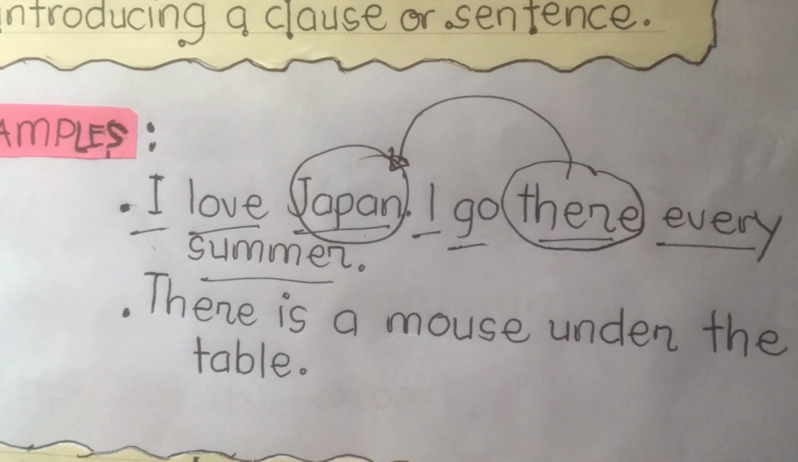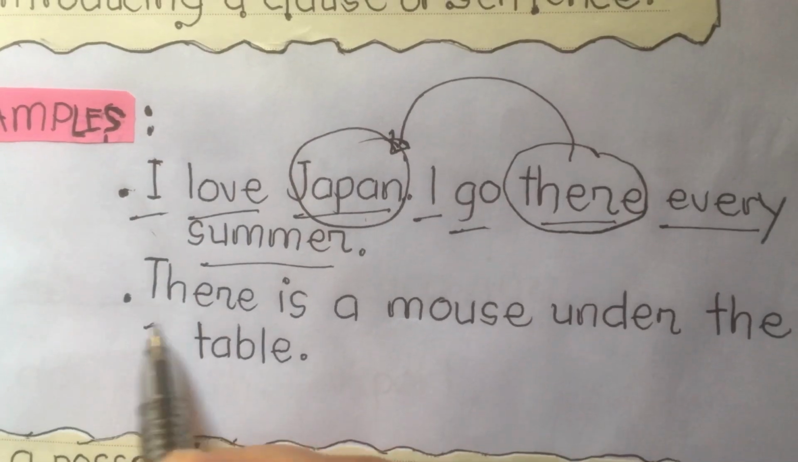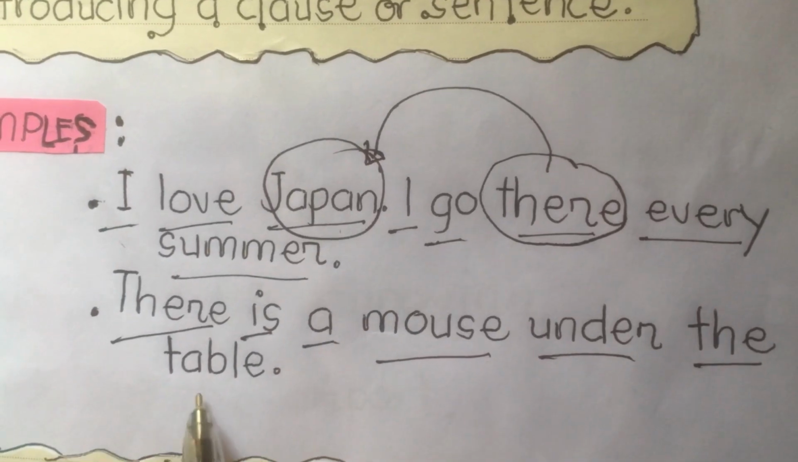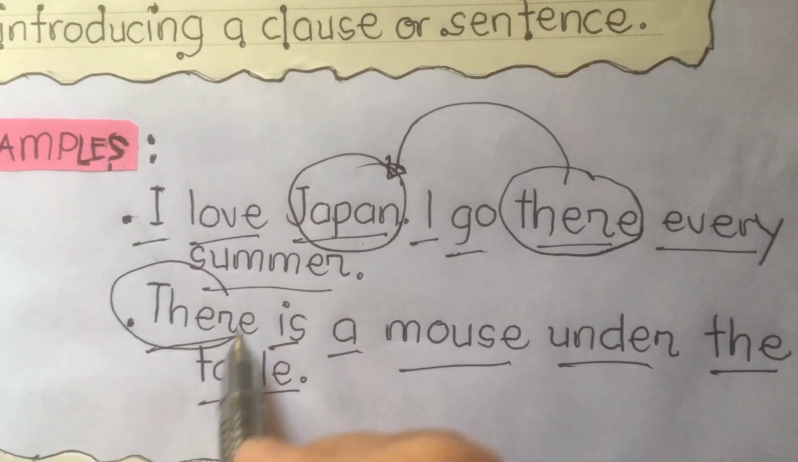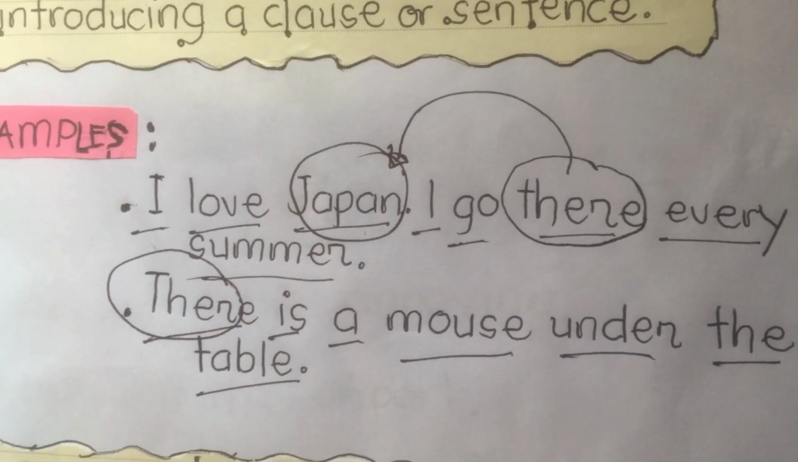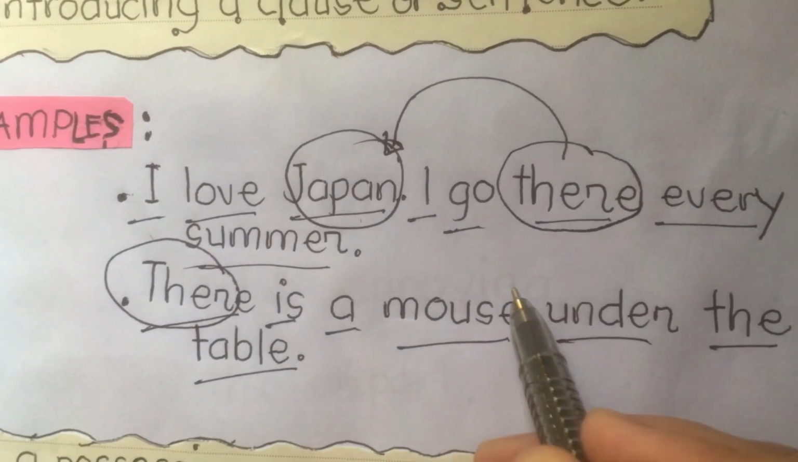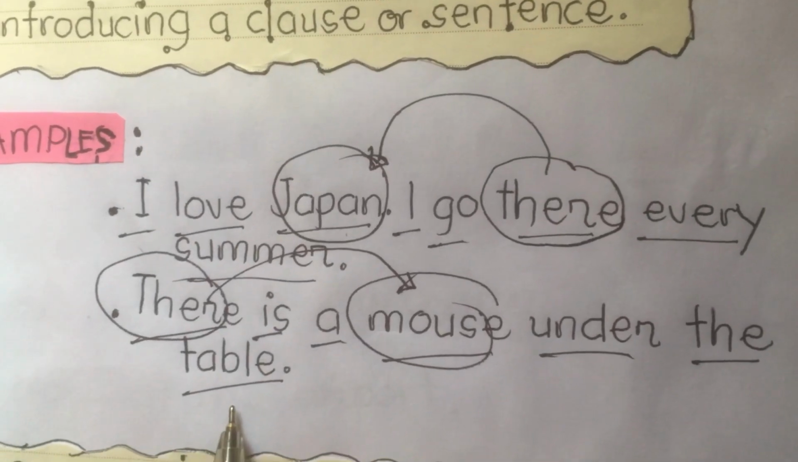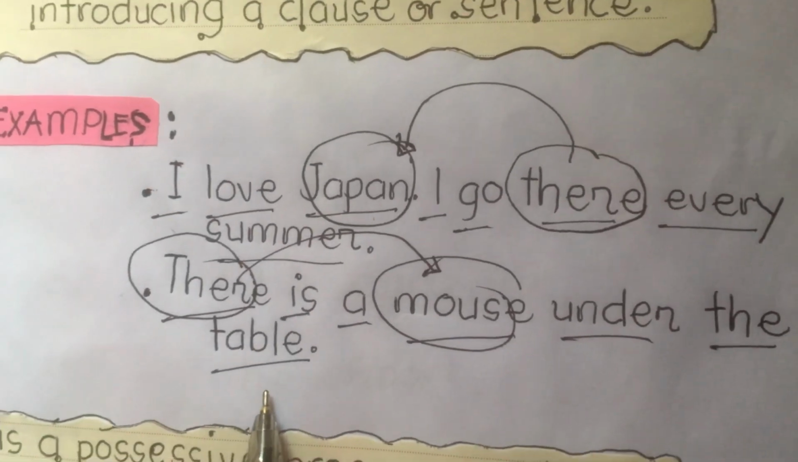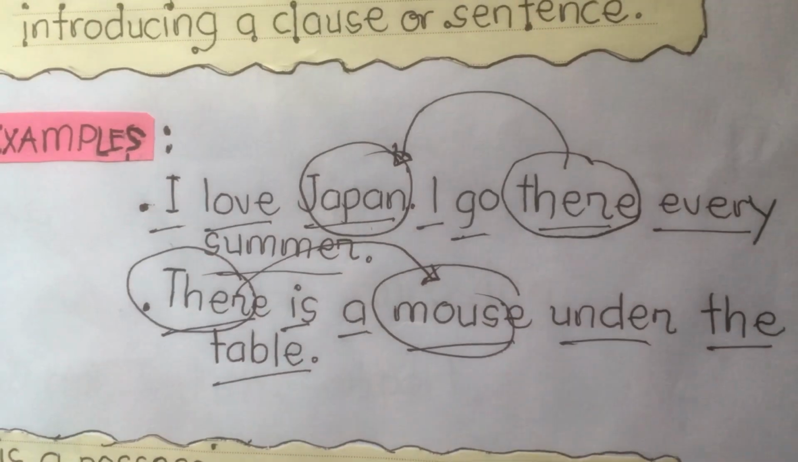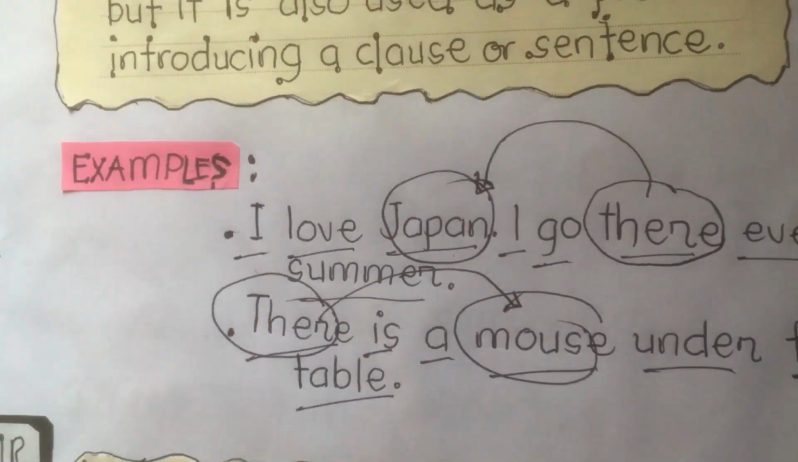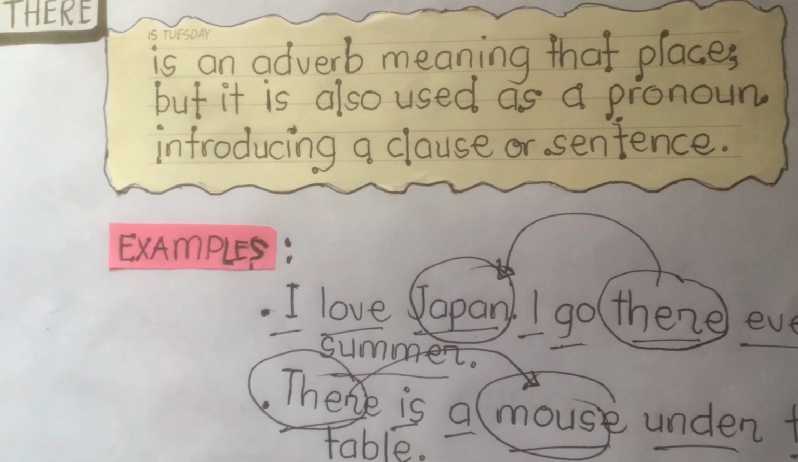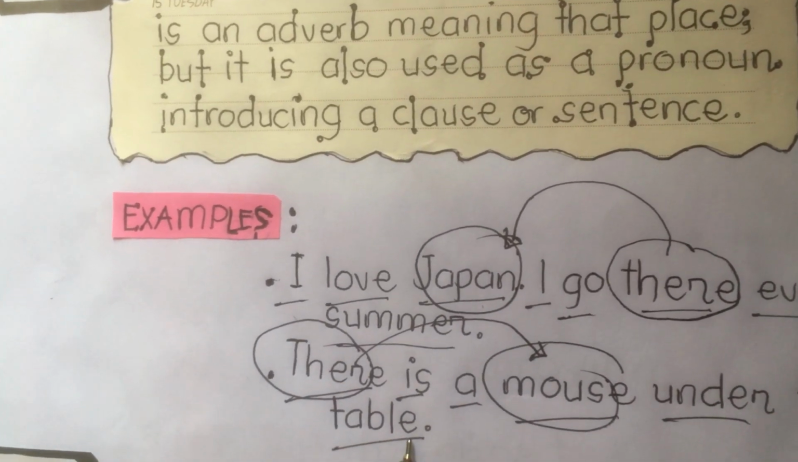Next, example number 2. There is a mouse under the table. We use there because it's pointing out the mouse. Where is the mouse? Under the table. So this word there is an adverb talking about places, and it shows as a pronoun introducing a sentence or complete thought.